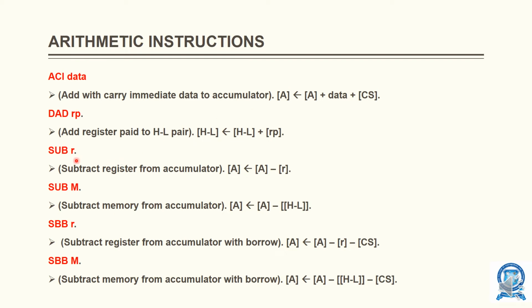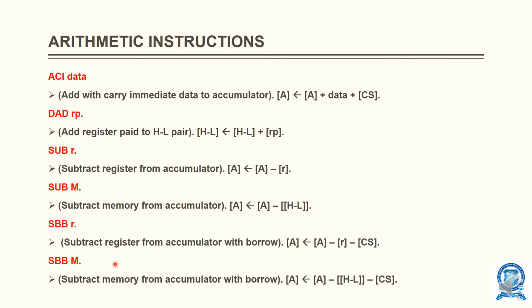So the next one is SUB R, that is the content of R register will be subtracted from the accumulator and the result will be stored in the accumulator. And the next one is SUB M. The content of memory will be subtracted from the accumulator and the result will be stored in the accumulator.